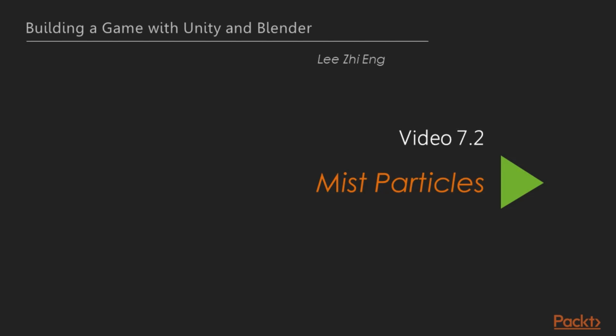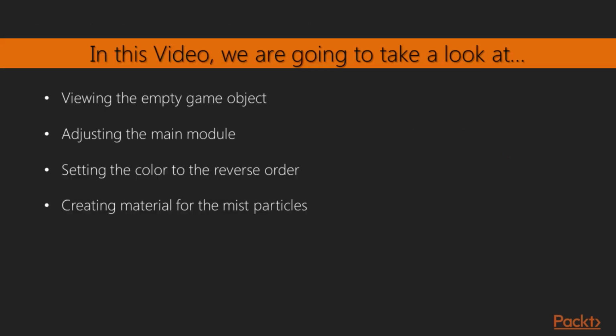Hey, welcome to the next video, Mist Particles. In the previous video, we looked at the basic particle system. In this video, we're going to take a look at Empty Game Object. Then we will adjust the settings in the main module and set the color to the reverse order. Finally, we will create the material for the mist particles.